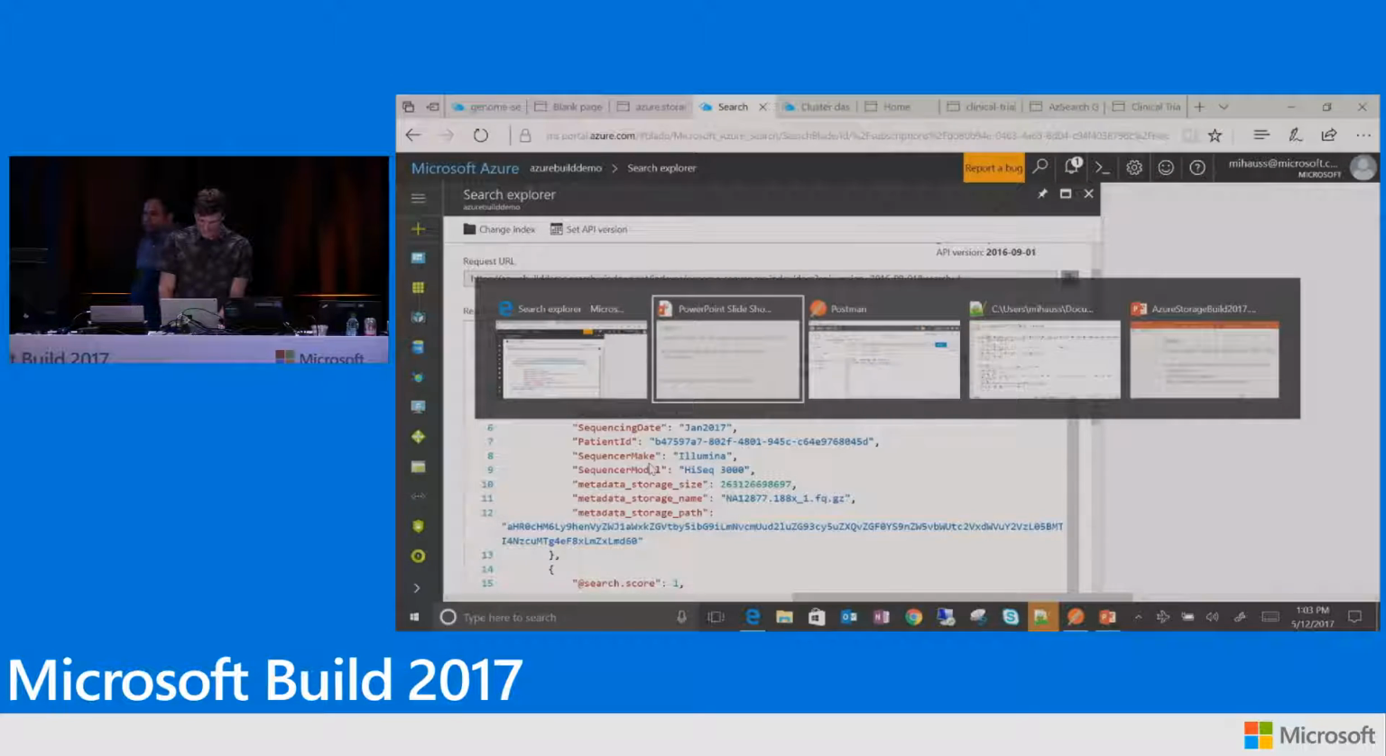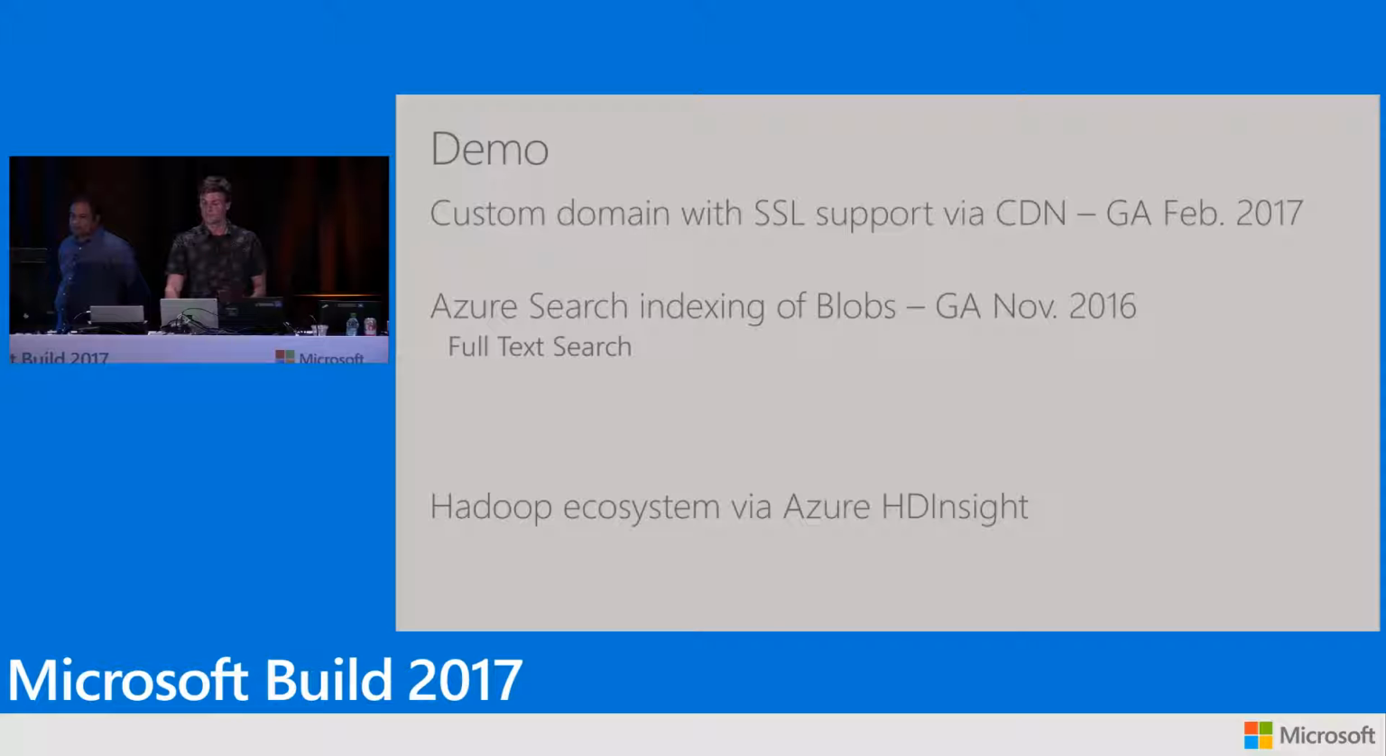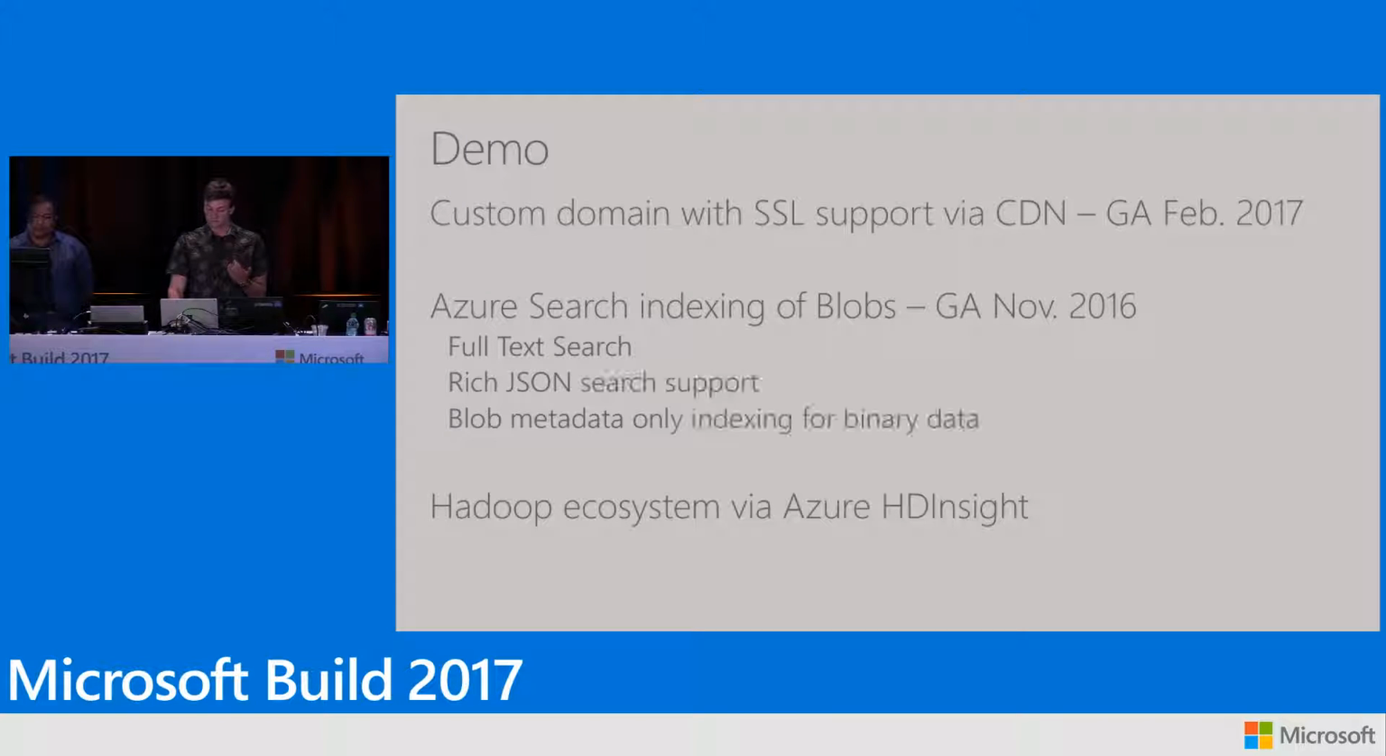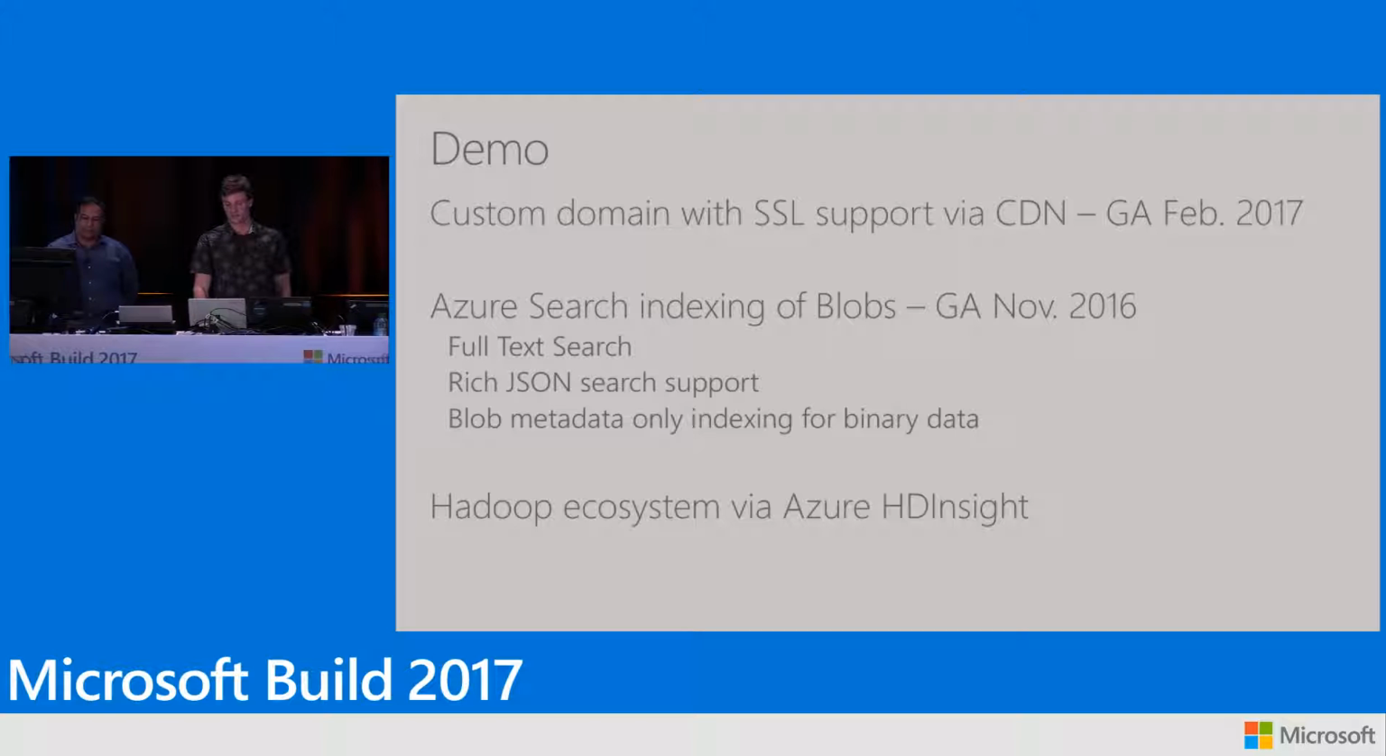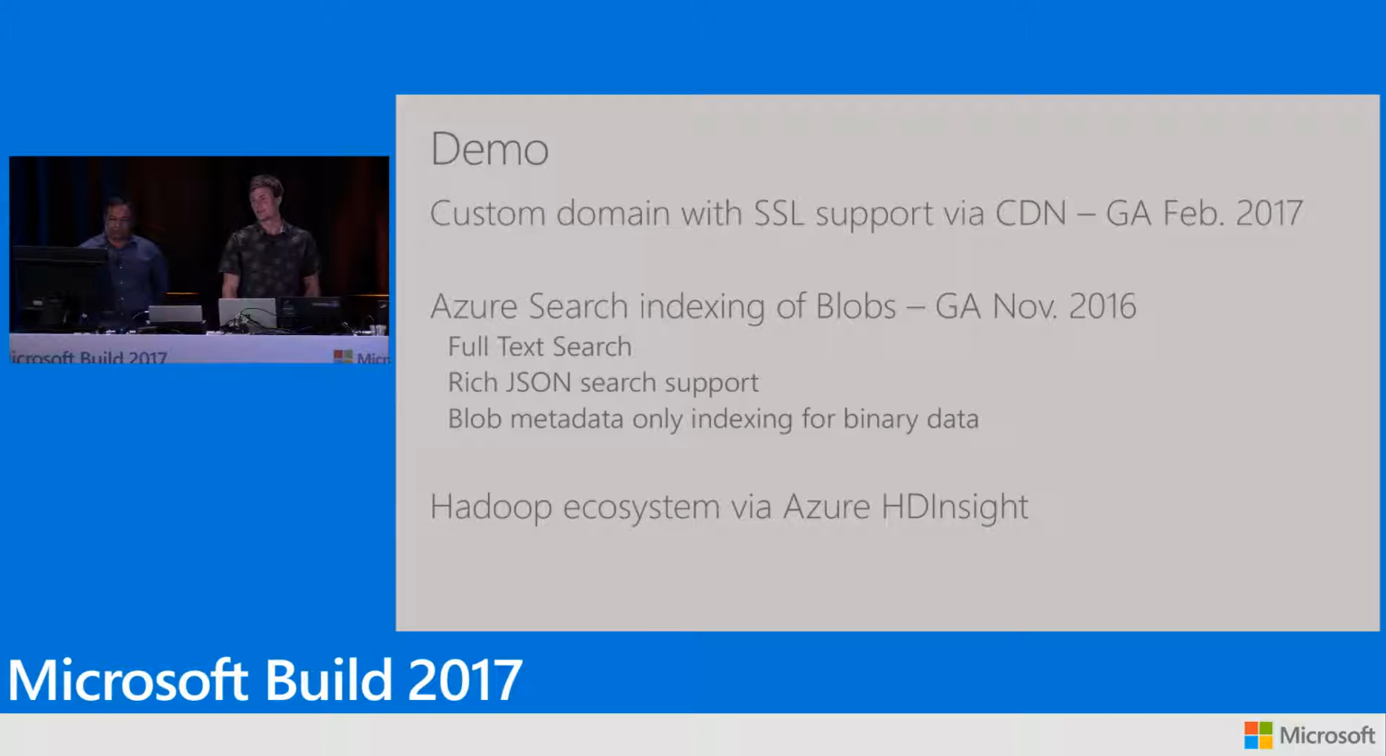So once again, these are the things I showed you: the custom domain with SSL support via CDN, the Azure Search indexing of blobs, full text search, the rich JSON search support, blob metadata only indexing for binary data, and then finally the Hadoop ecosystem via Azure HDInsight.